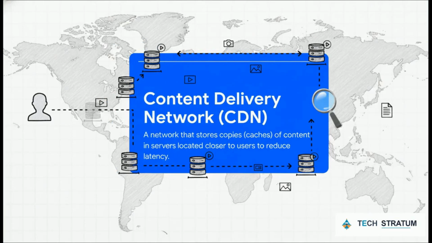That shortcut has a name. It's a Content Delivery Network, or a CDN. And the idea is really simple but brilliant. A CDN solves the speed problem by making sure your request doesn't have to travel all the way to the original server in, say, California. Instead, it stores copies, or a cache, of popular stuff like videos and images on servers that are placed all over the world, much closer to you.